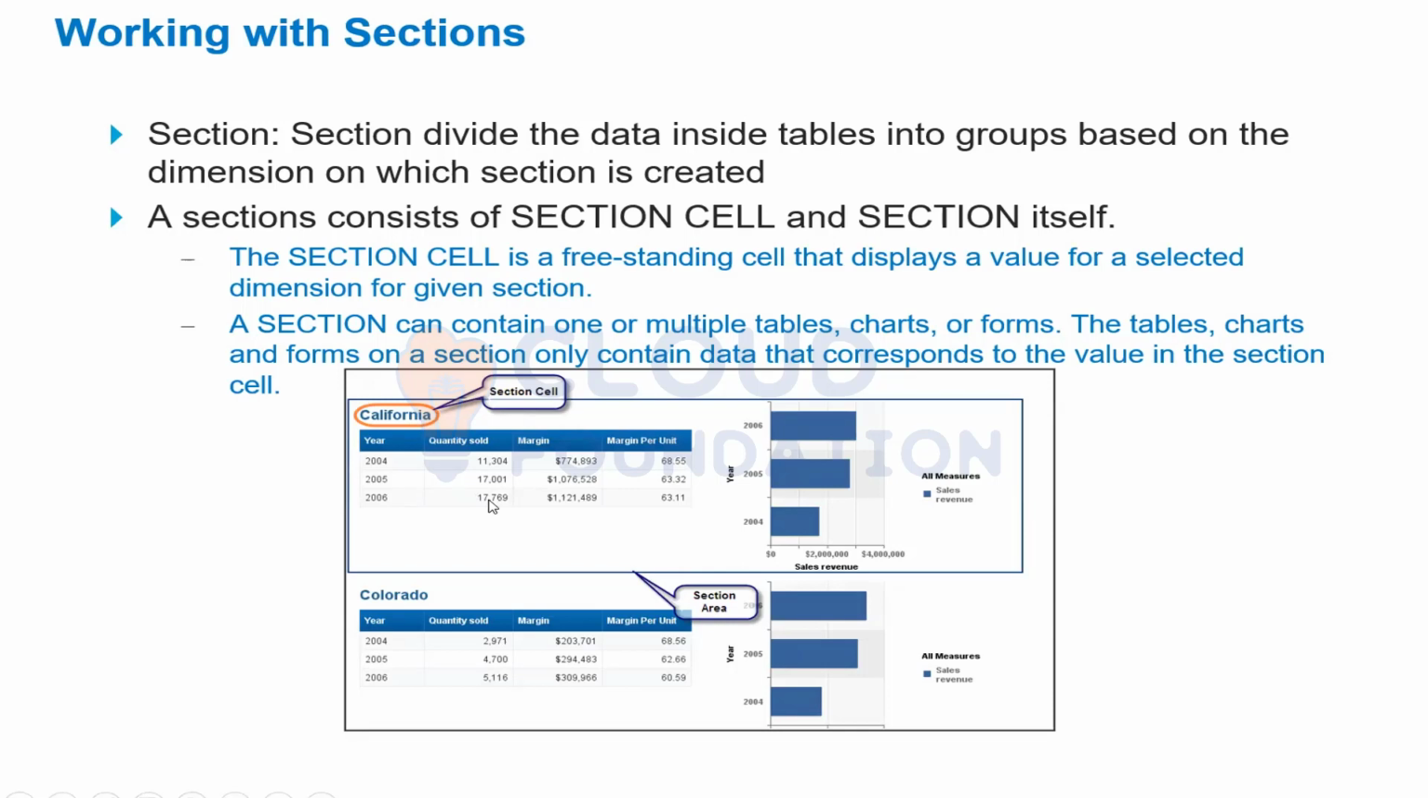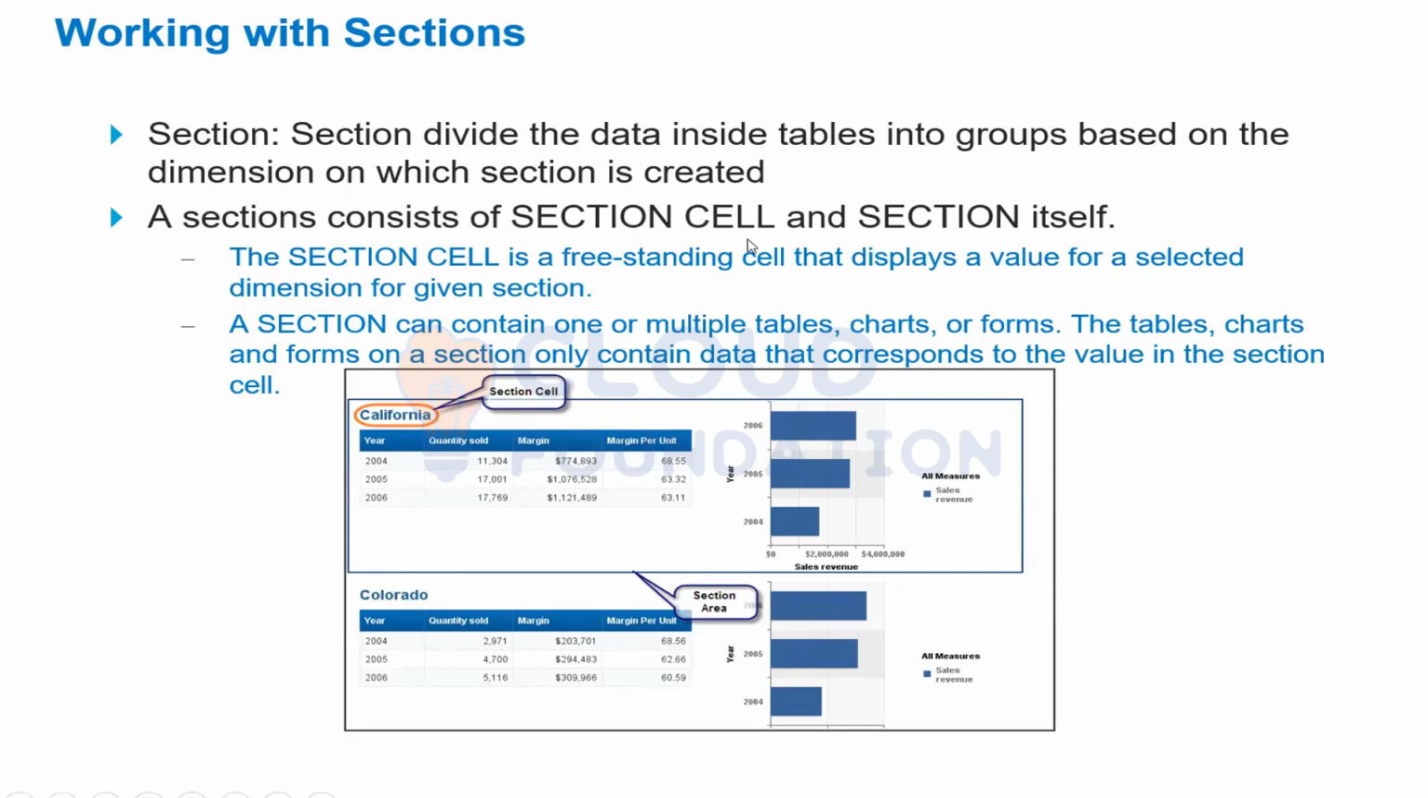It is like a group by. So all this data is grouped for the California state. This is for Colorado. In a similar way we can create sections to segregate data into groups based on some dimension which we create the section for.